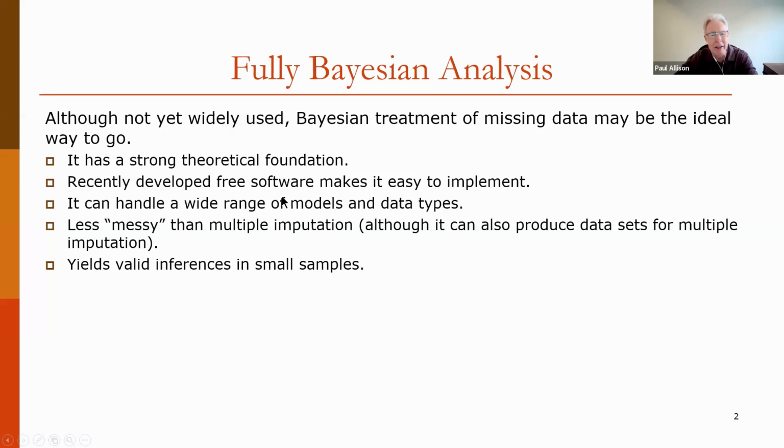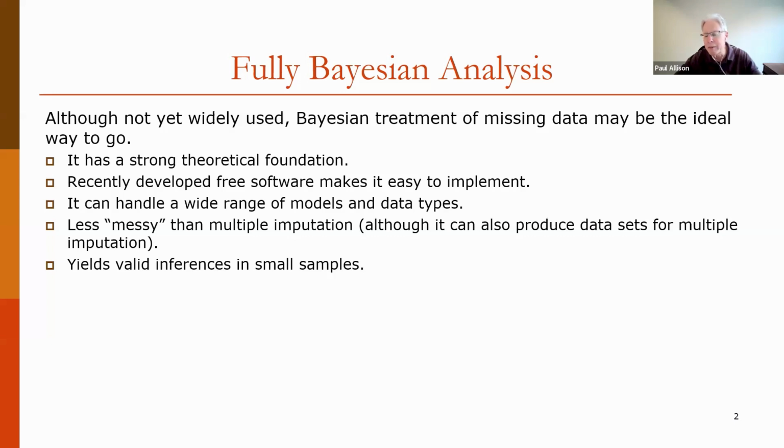Secondly, as I've said, the software that has been recently developed is freeware, and it makes it very easy to implement this method. Third, it can handle a wide range of models and data types. So with respect to data types, it can certainly handle continuous variables, but it can also handle categorical variables, both ordered and unordered, count data, survival data, etc. And it can estimate lots of different models for these various data types.